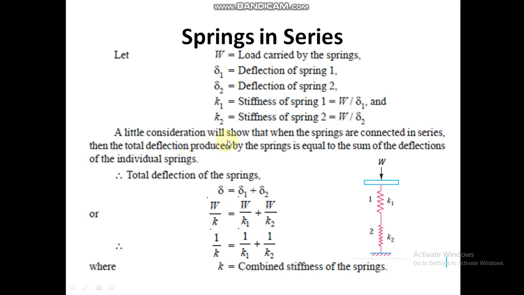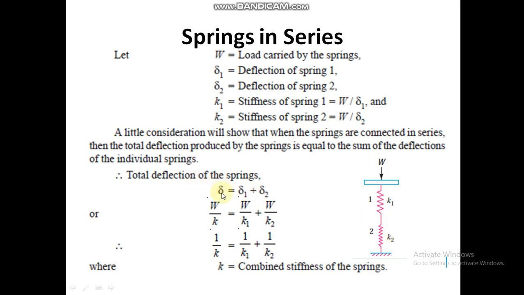So a little consideration will show that when springs are connected in series, then the total deflection produced by the springs is equal to the sum of the deflections of individual springs. Means the total deflection, for example 5 centimeter, will be equal to the deflection in spring 1, for example 3, and the deflection in spring 2, for example 2. So total deflection 5 will be 3 plus 2.